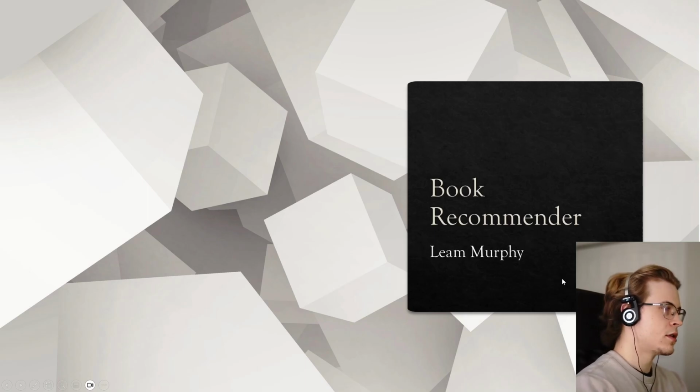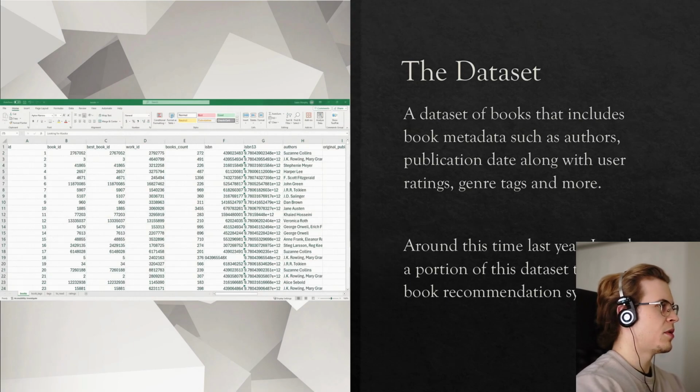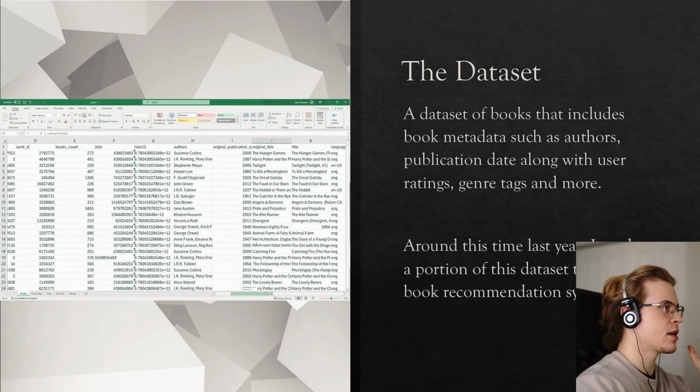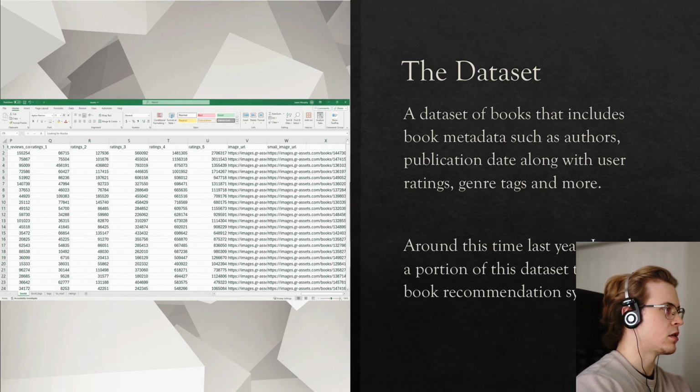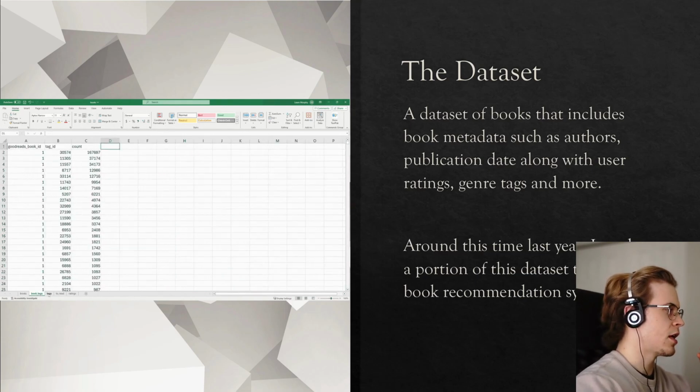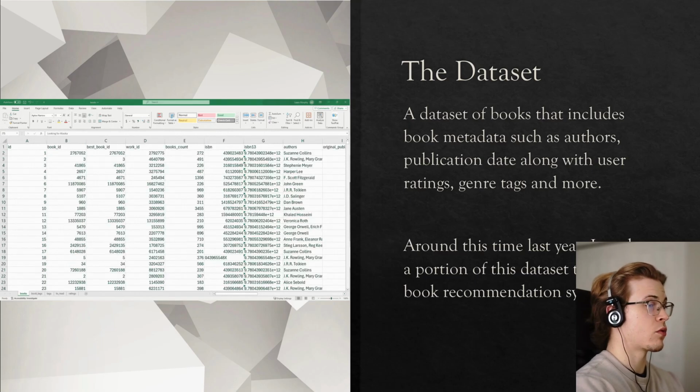Okay, so this is my project, book recommender. A bit about the data set. This is a data set of books that includes book metadata such as author's publication date, along with user ratings, genre tags, and more. Around this time last year, I used a portion of this data set to create a book recommendation system.